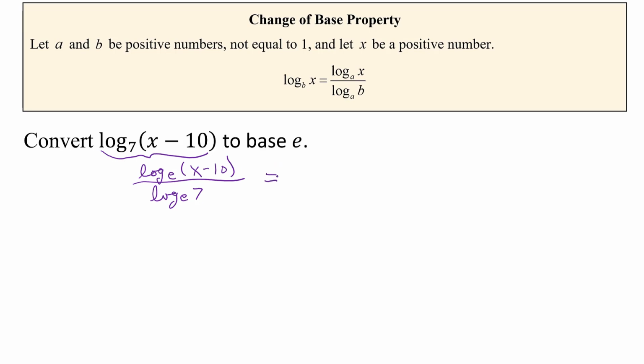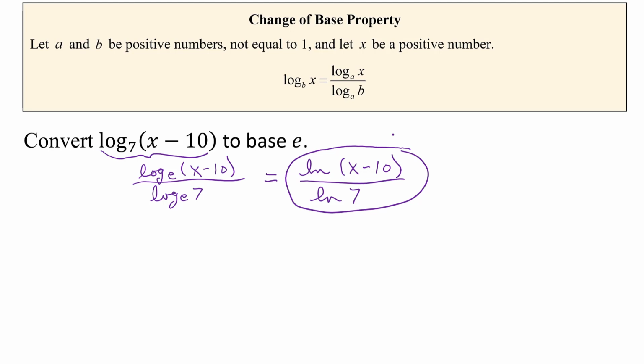And then we could simplify log to the base e, just write it as natural log of x minus 10 over natural log of 7. And note that sometimes I put parentheses around my argument for a logarithm, and sometimes I don't. Usually the rule for that is if I have only one term, so say I have the natural log of x, or I have the natural log of 7 in this case, I would not use parentheses. But if I have like the natural log of 2x or the natural log of x minus 10 or something, I would put parentheses around there.